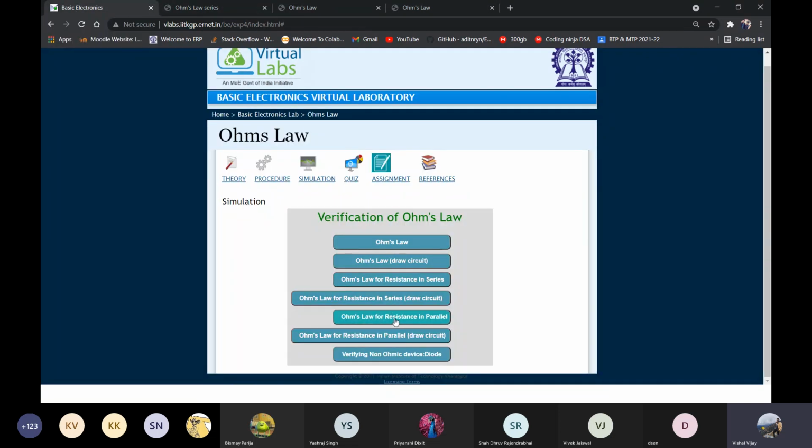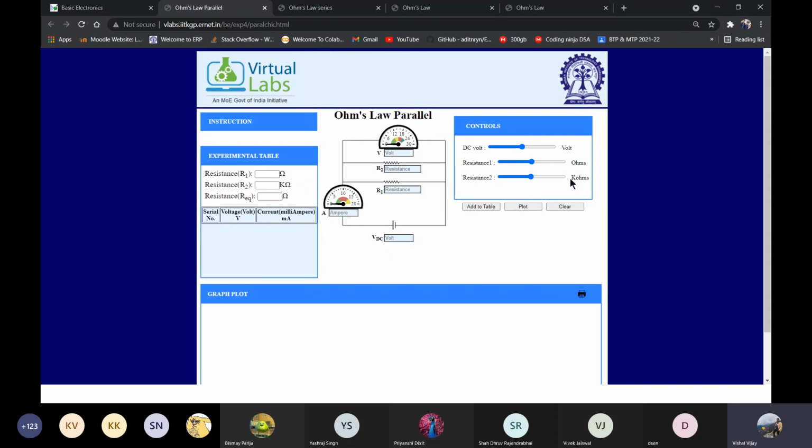Then for the parallel circuit, that is Ohm's law in parallel, you can see here it is in ohms and this is in kilo ohms. So I'm taking a simple value, like 1 kilo ohm, and here also I'm taking 1 kilo ohm, like 1000 ohms is 1 kilo ohm only. So 1 kilo ohm and 1 kilo ohm in parallel is nothing but 500 ohms. So resistance is divided by 2 if they are the same value in parallel.